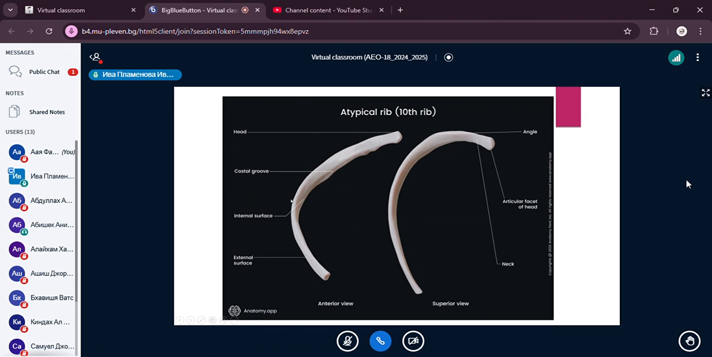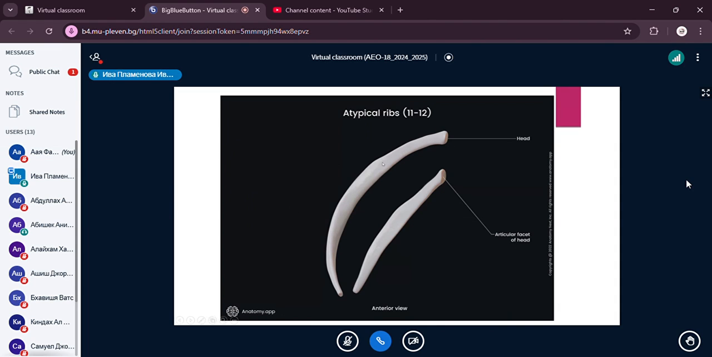That's the external surface here. If this is the head, here should be the thoracic vertebra. Here is the sternum. Again, costal angle, articular facet of the head, again, superior, you can see superior articular facet, inferior articular facet, the crest between them, the neck and angle, and of course the body.